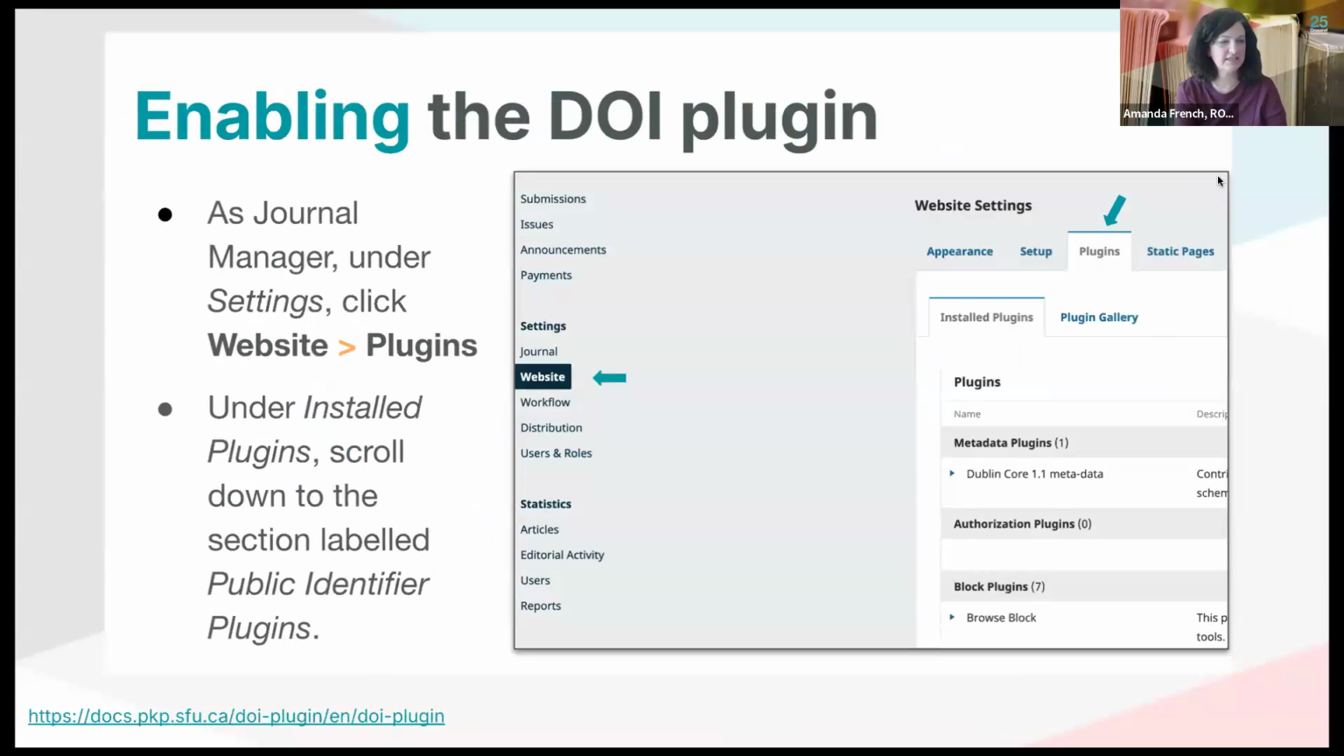So here is another screenshot. This is about enabling the DOI plugin. But again, here you can see that there's both the plugin gallery and the installed plugins. So you need to be a site administrator. You go to the plugin gallery, you find the funding plugin, you install it, and then it will show up in installed plugins and you can enable it. So it's a two-step process, install and enable.